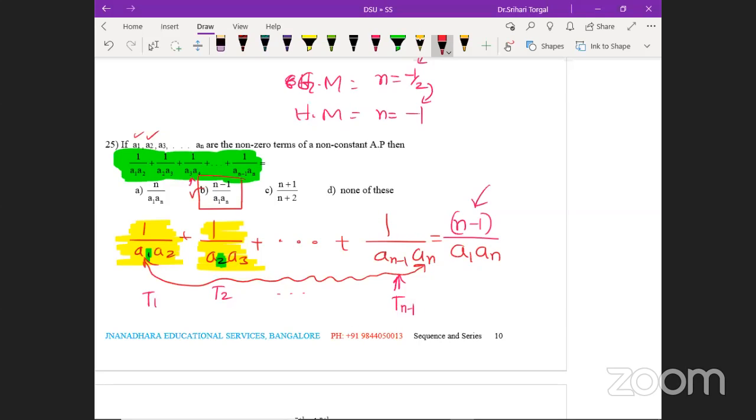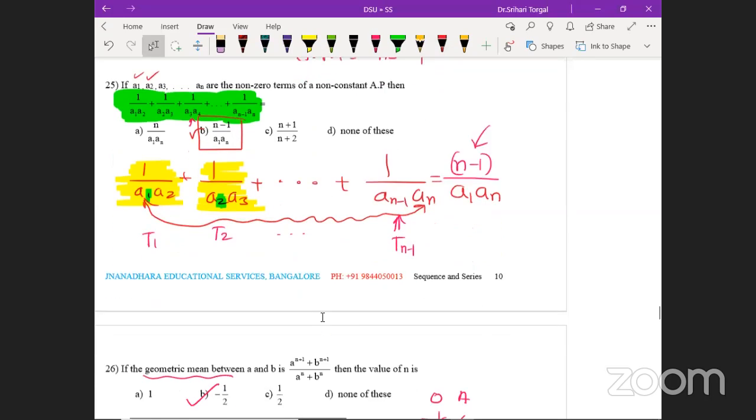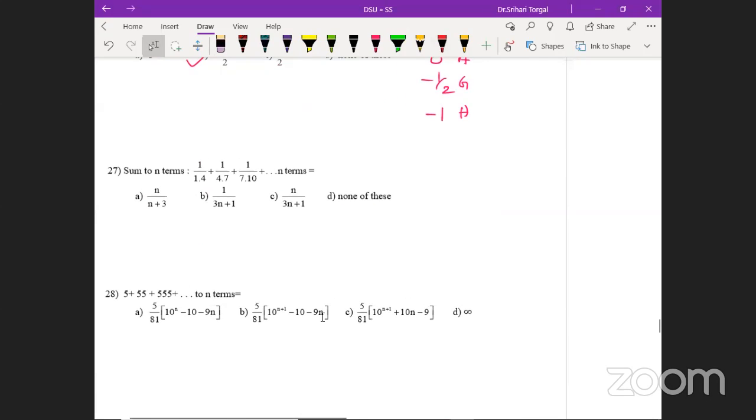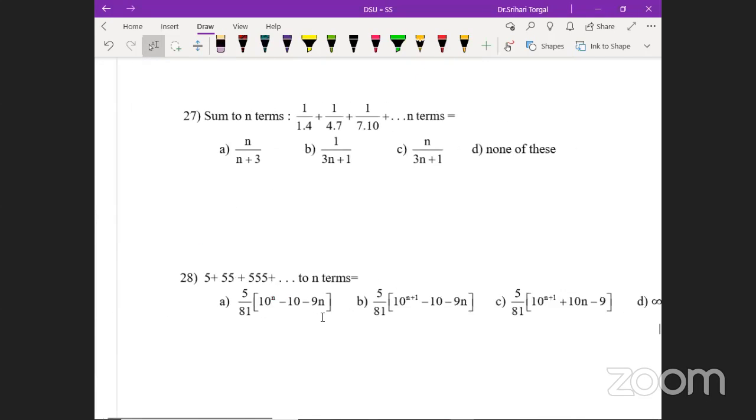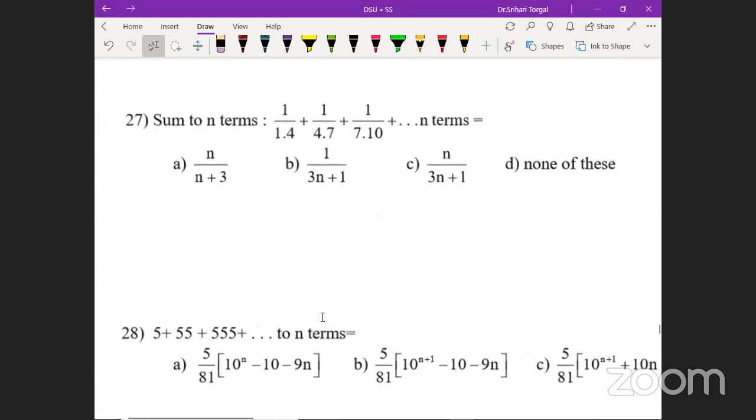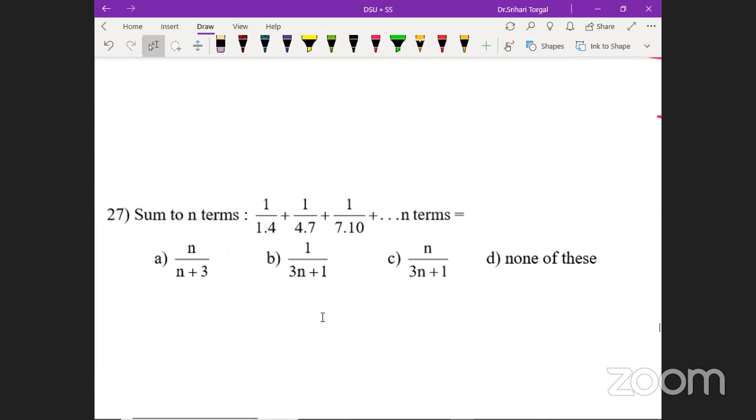Find out how many number of terms are there, and multiply the first term and the last term and write it in the denominator. That will give you the final answer for this. Okay, let me take one problem. Answer this, question number 27 of the similar kind.